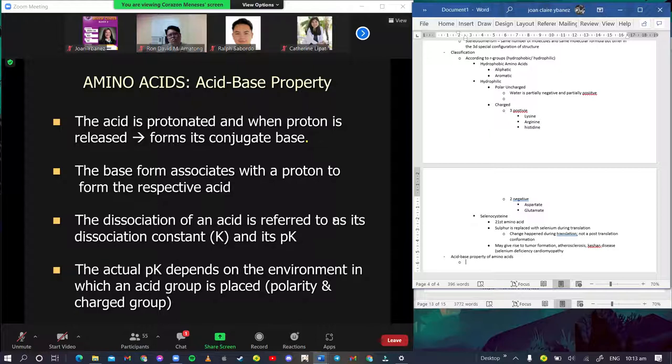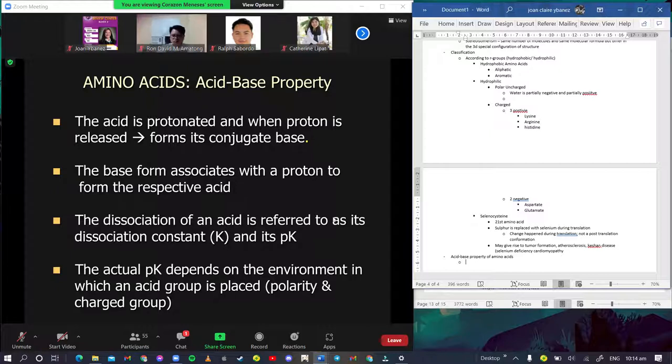Are you getting the point? It says that if the pH of the environment is greater than the pK of the amino acid, where the pK can either be the pK1, the alpha carboxylic group, or the pK2, the alpha amino group, and the R is the pK3. Okay.